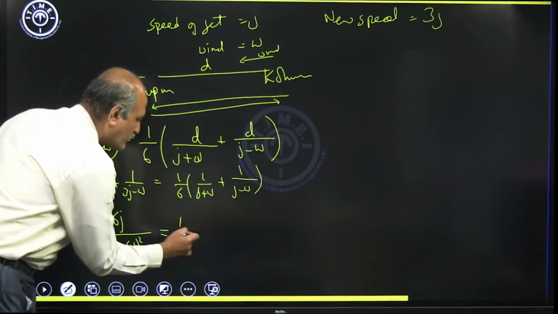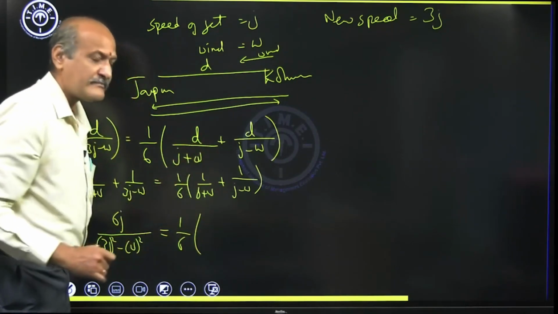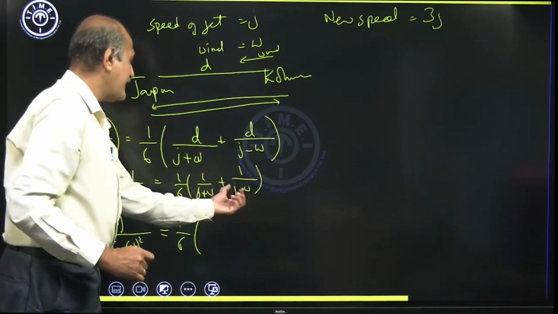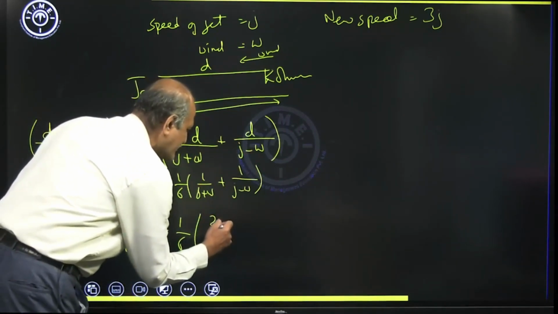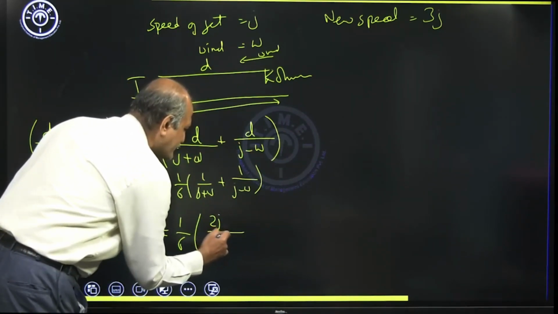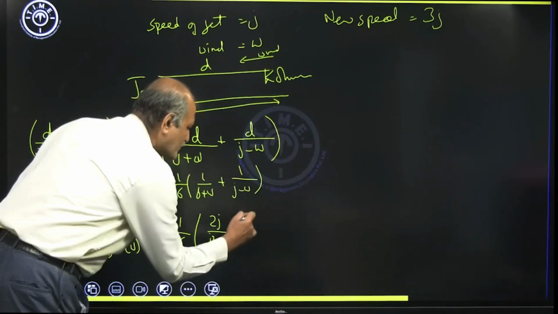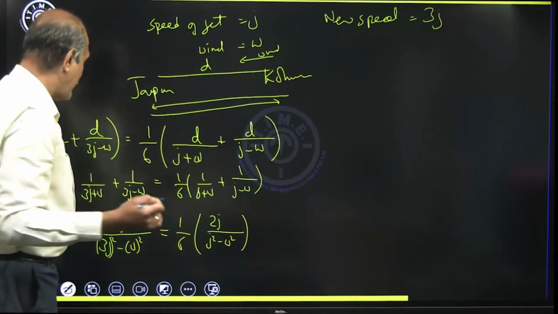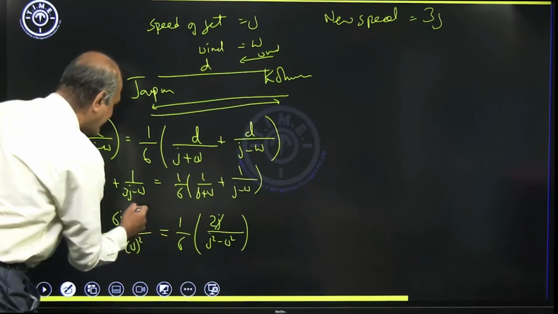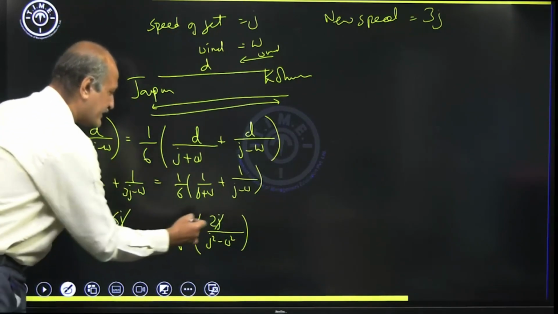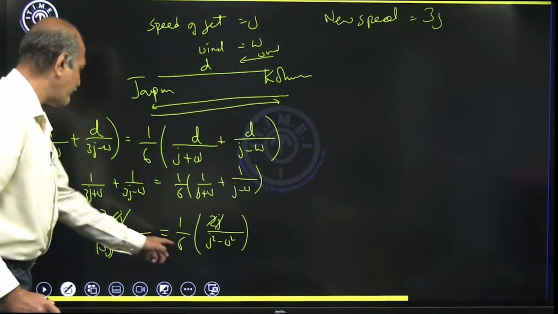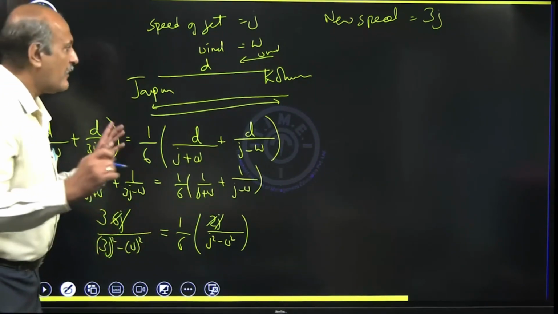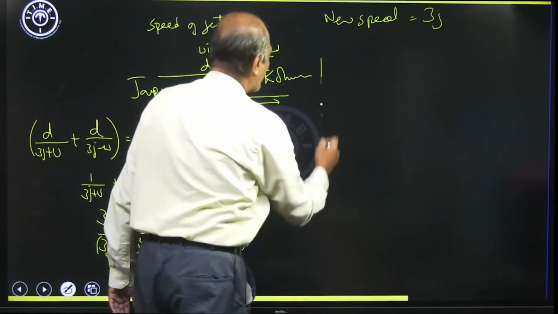Next one is equal to 1/6 of, okay, let's simplify this one. Here we are going to get J minus W plus J plus W, which will give us 2J divided by J square minus W square. Right? Again, this J and this J on both sides can be cancelled. 2 will cancel, this is 6, 3 times here. So what do we get? 3 times 6 is how much? It is 18.